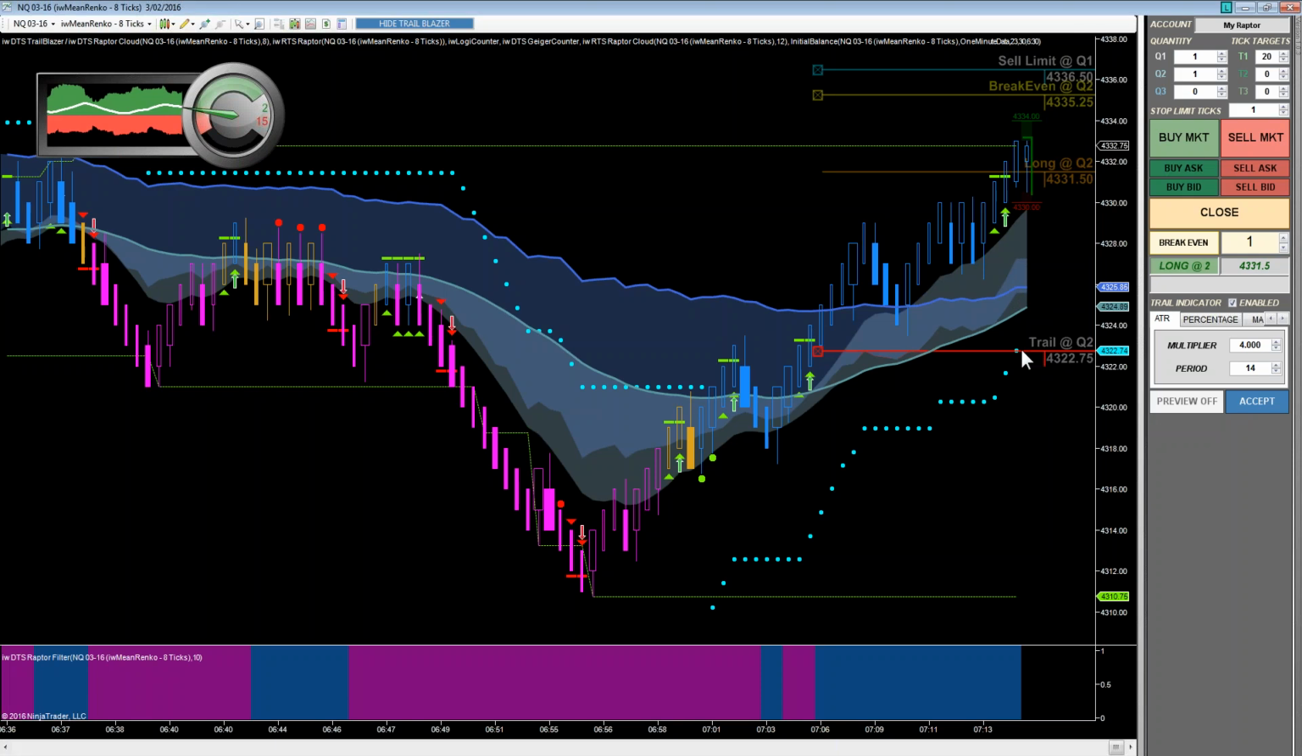Remember, your stop loss is only a loss if it gets hit. It's not a stop loss otherwise. It's a safety net. Big difference.